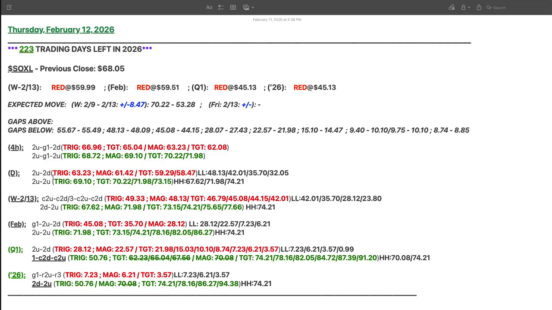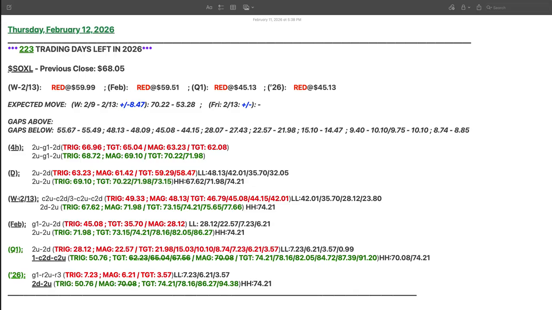On the day, if we go to the downside, that gives us a 2 up, 2 down, triggering at 63.23, magnitude being 61.42. But again, there could be that domino effect situation that takes place. So the extended targets for the downside on the day are 59.29 and 58.47. Now, if we continue to the upside, we just get this 2 up, 2 up continuation, triggering at 69.10. And then we've got our targets of 70.22, 71.98, and 73.15 out there for you.